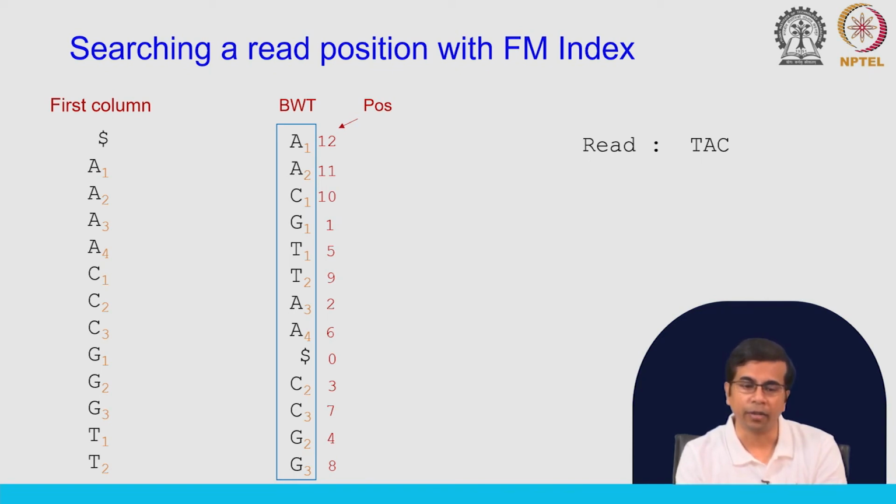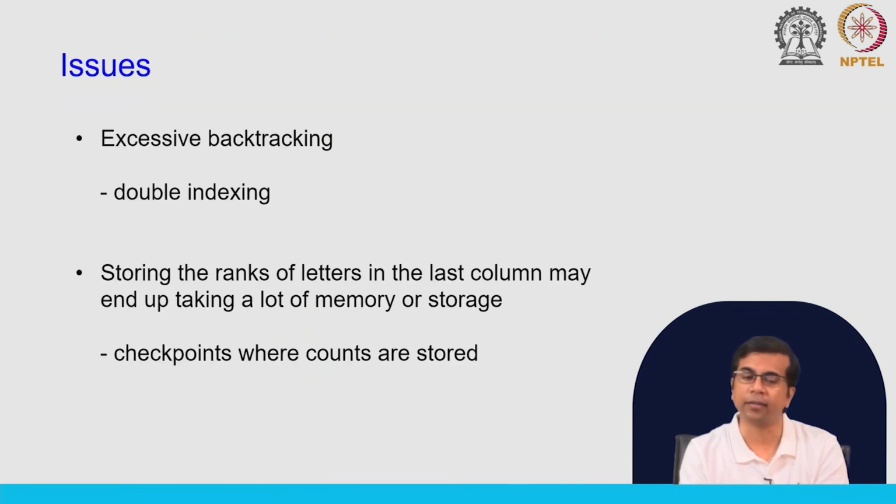So, the stored information, these ranks, only for certain locations. Instead of storing for all positions, maybe store this information every 5 bases or 10 bases. You can vary this, and that will reduce the storage requirement a lot. This is called checkpoints. These checkpoints are the locations where these counts, the ranks, are stored for the letters A, C, T and G.